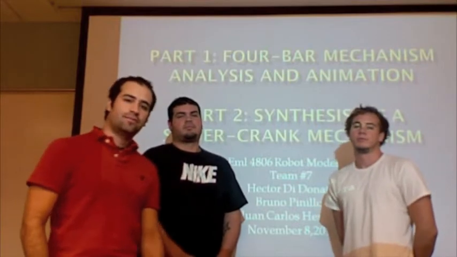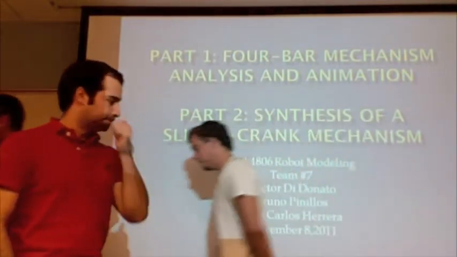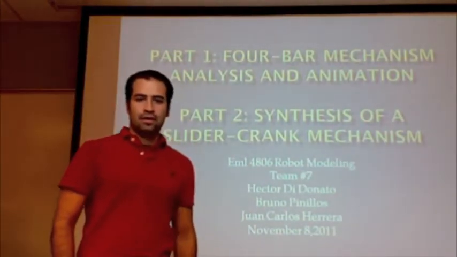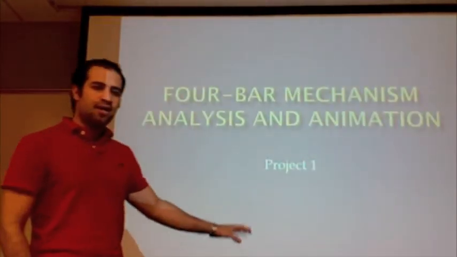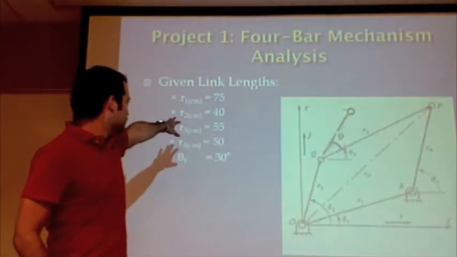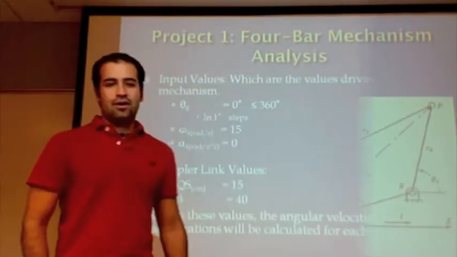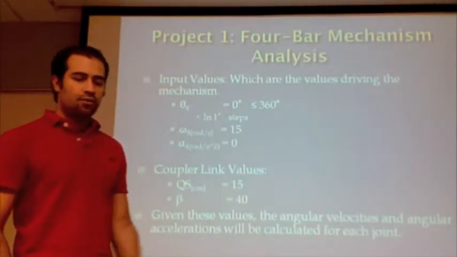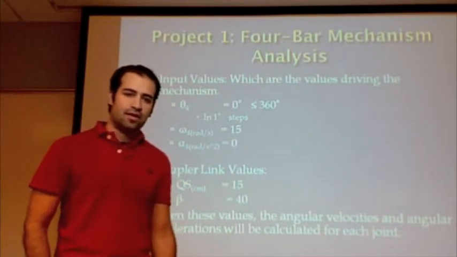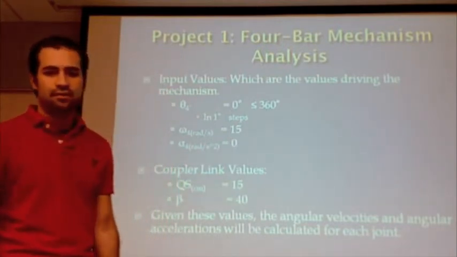We got to talk about a 4-bar mechanism and a synthesis of a slider crank. The first project is the 4-bar mechanism. We can see we got the given constraints, R1, R2, R3, and R4, and the input angle theta 1. Our inputs are theta 4, omega 4, and alpha 4, as well as the coupler link length and the beta, the angle for the coupler link.